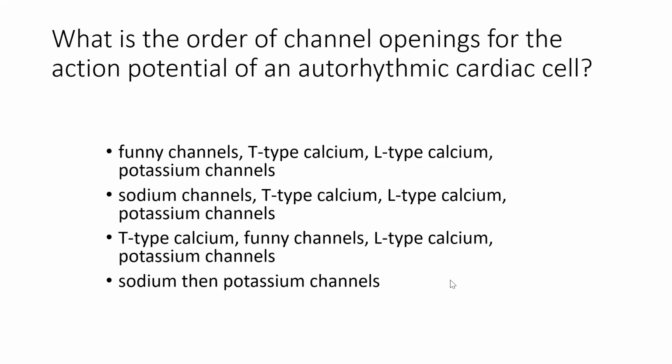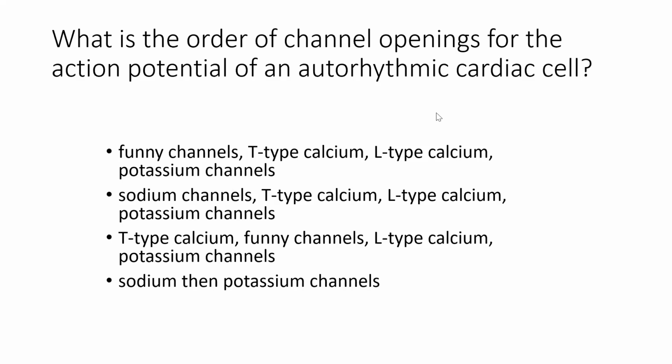All right, let's see. All right, so a lot of response for A. And the question is, what is the order of channel openings for the action potential of an autorhythmic cell? Autorhythmic here means a pacemaker cell. Although that's not written, that's what you should be picking up. We start out with the opening of funny channels, which we talked about, right? So funny channels open first, and that quickly eliminates the other three options.